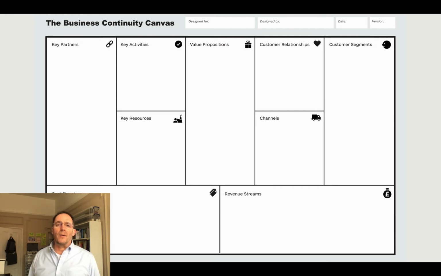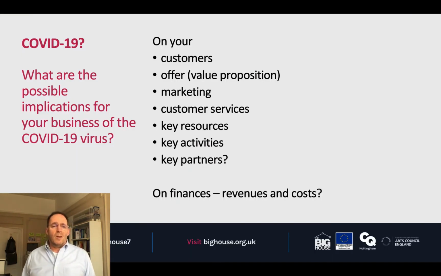So why do we use something like the business model canvas? Because it's a great way of thinking about your business as a series of elements and to consider how they fit together. So rather than looking at the whole and finding it difficult to get your head around which elements might be a challenge, we're going to split it down into 9 segments, and I'm going to run through each of those. But looking at the coronavirus, what are the implications?